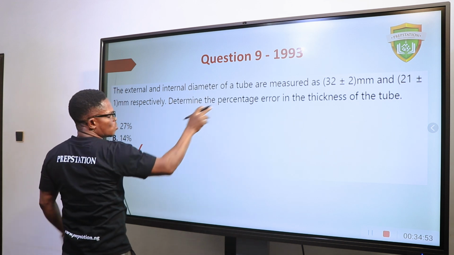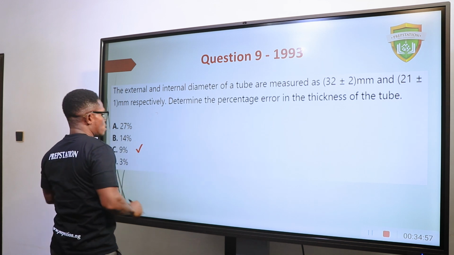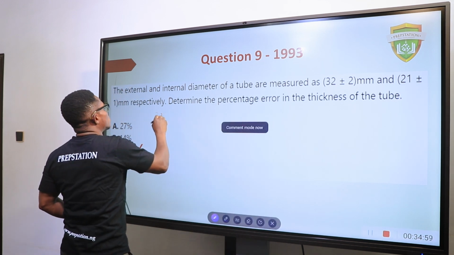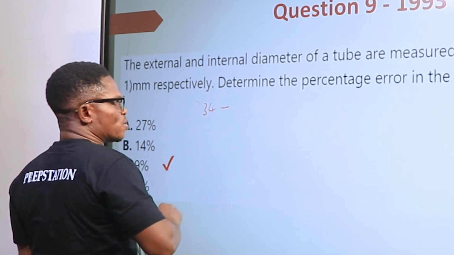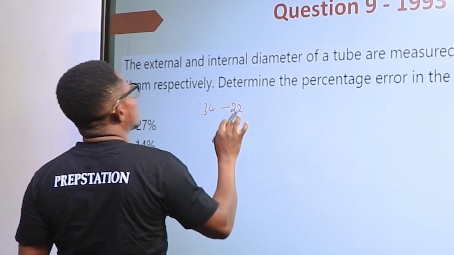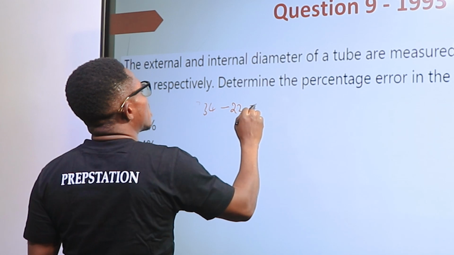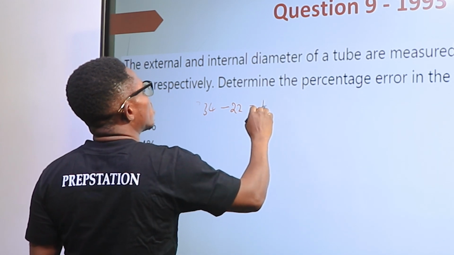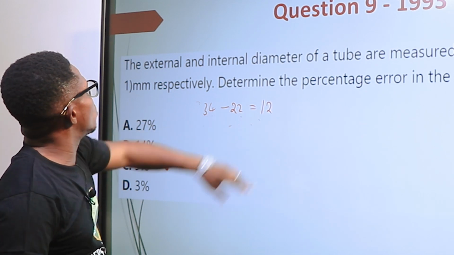So this is what you do. Add 32 to 2, that will be 34. Then minus. Add 21 to 1, that will be 22. So 34 minus 22, that will give you what now? Okay, I'm not on my calculator now. 4 minus 2 is 2, 3 minus 2 is 1. That will give you 12.